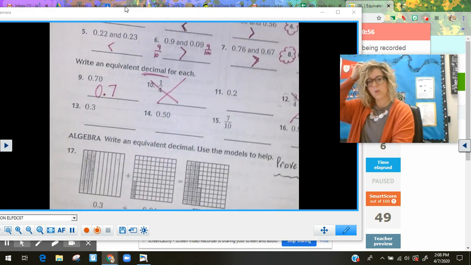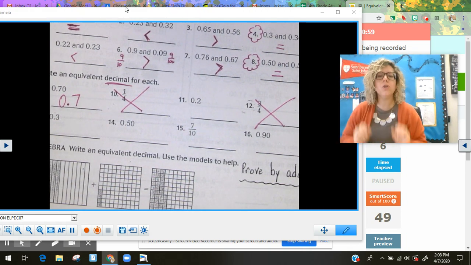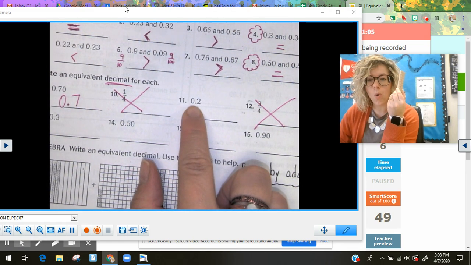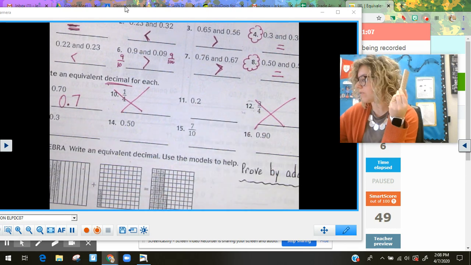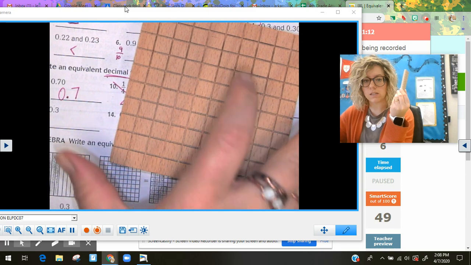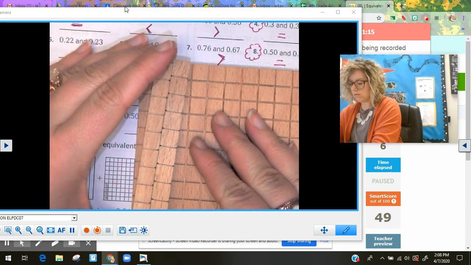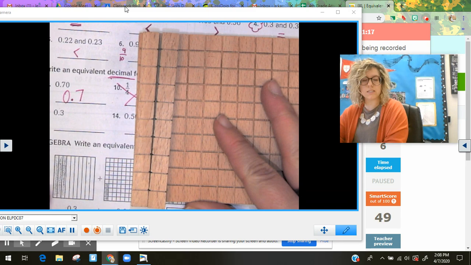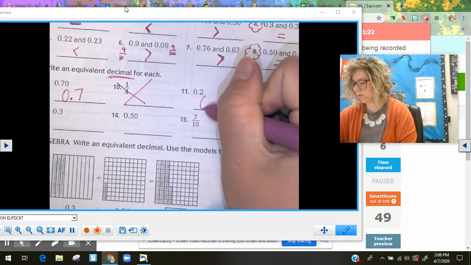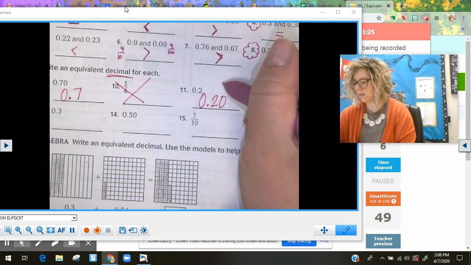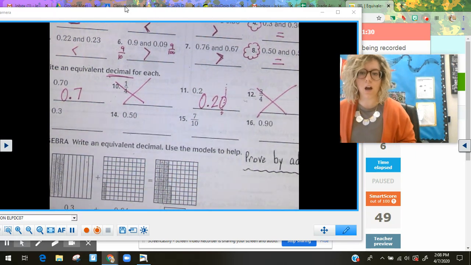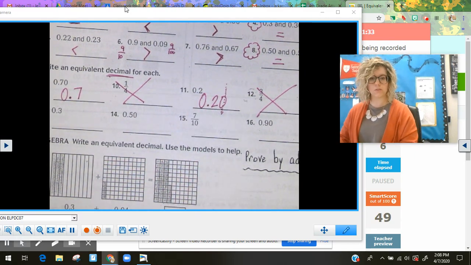Okay? Looking at number 11, 2/10. So 2 of these guys, 2/10. That's what this is saying. What is another way we could write that using hundredths? 10, 20. I can say 20 hundredths is the same as 2/10. So I can write the number 0.20. It falls in the tenths, hundredths spot. 20 hundredths is the same as 2/10.